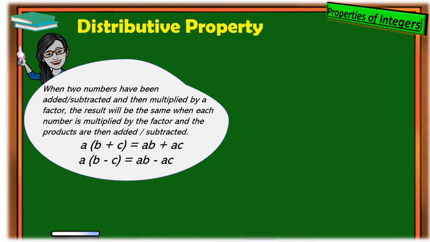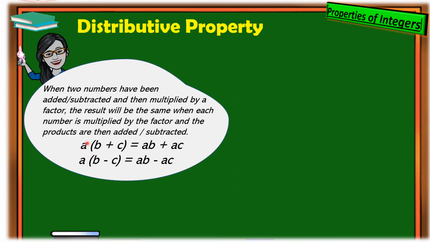Our next property is the distributive property. So, it states that when two numbers have been added or subtracted and then multiplied by a factor, the result will be the same when each number is multiplied by the factor and the products are then added or subtracted. Okay, tingnan natin kung paano siya.